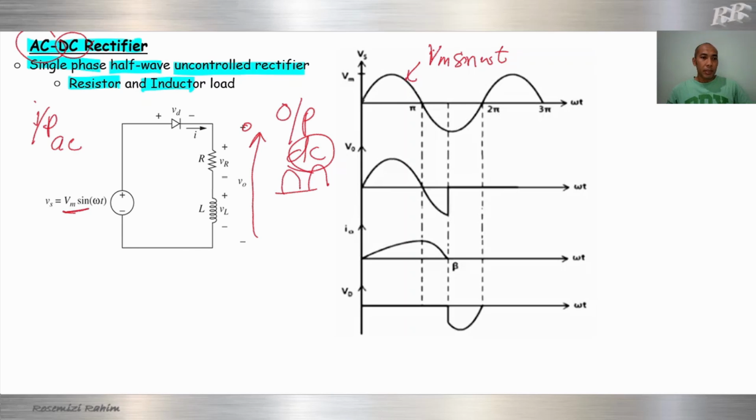Our input is a sine wave. We have a positive cycle and a negative cycle. This one is the positive cycle, and this one is the negative cycle of our input.